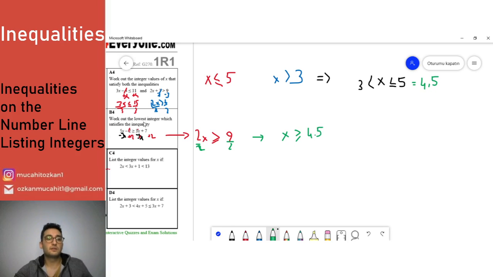It says the lowest integer. So what is the lowest integer that is bigger than 4.5? Yep, it is 5.